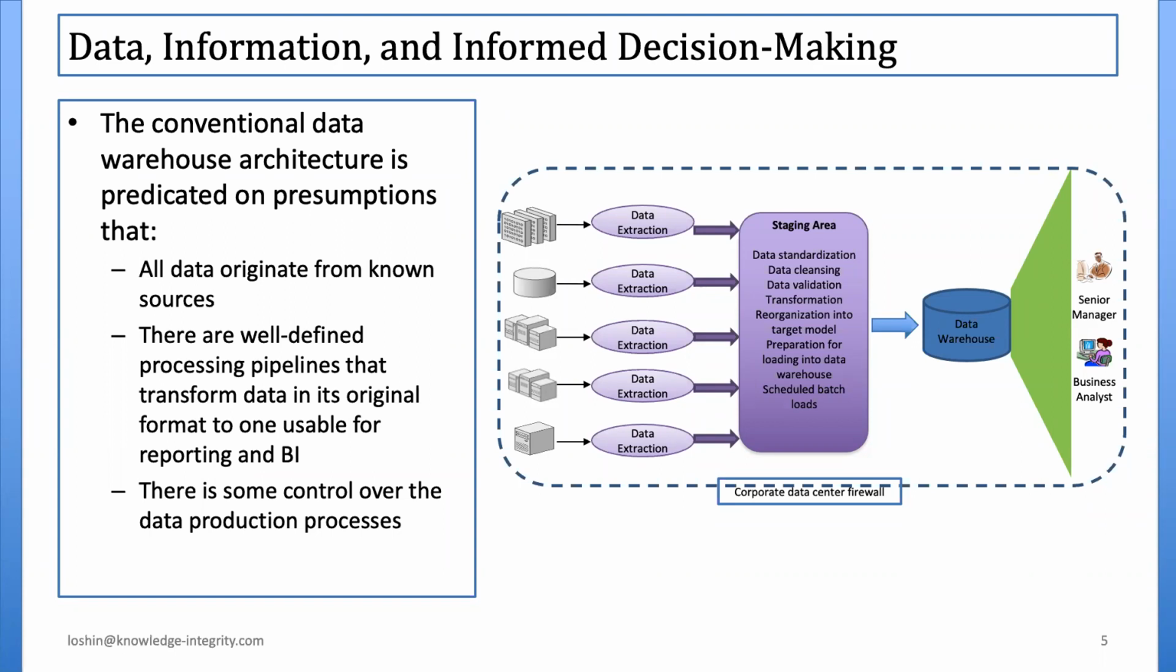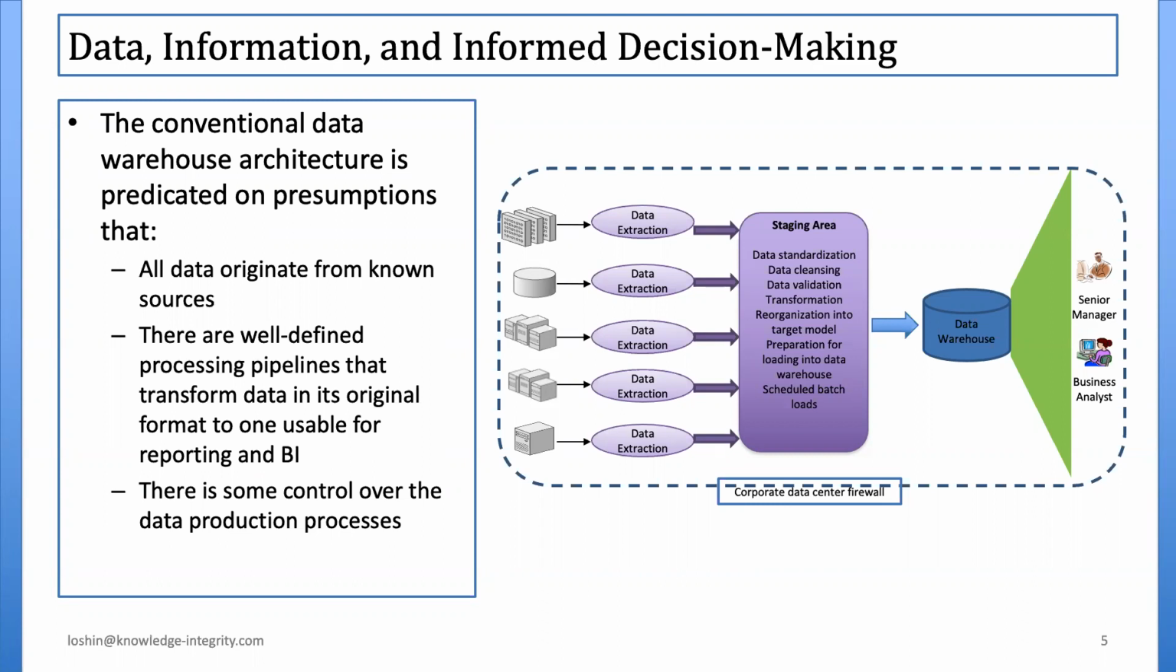Those data sets that are extracted are then typically moved to some kind of staging area, sometimes to an operational data store, where that data is then processed, standardized, cleansed, transformed, and reorganized. It is then prepared for loading, typically in batch, into the target data warehouse. So it's forwarded to the data warehouse.